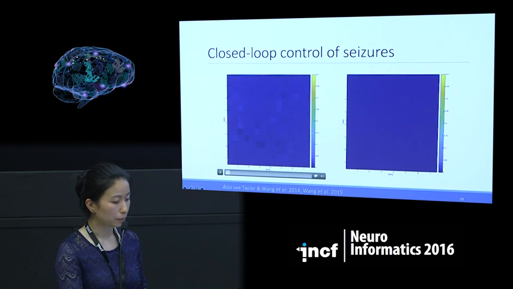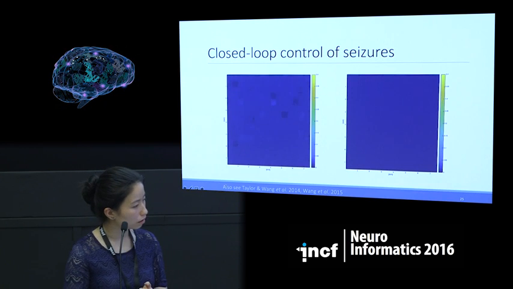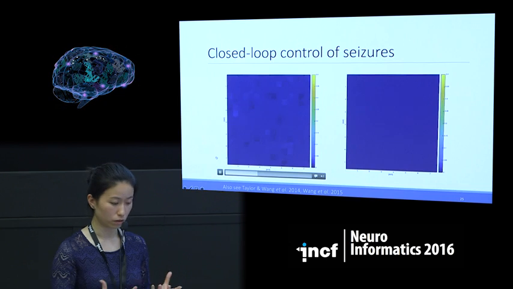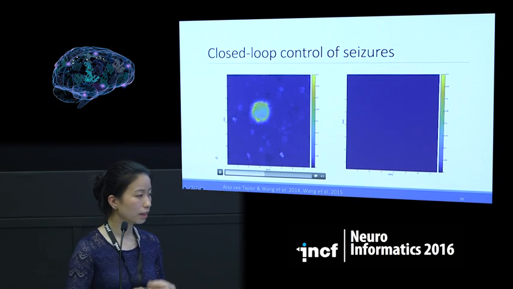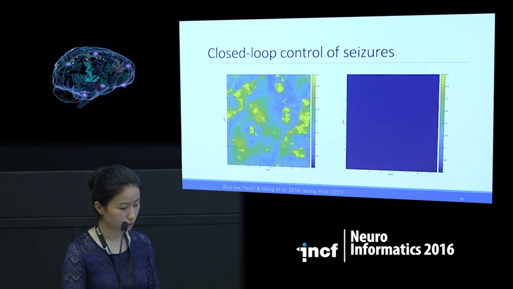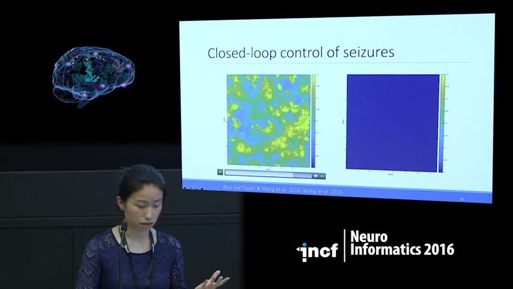So here I'll show some background activity, and then about halfway through this video, there will be a seizure provoked on this cortical sheet, like there, and the seizure would spread and recruit the entire sheet. So that would be how the seizure would happen without any intervention.